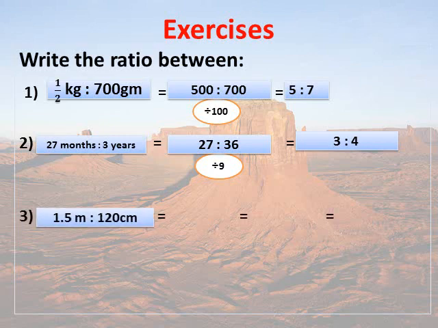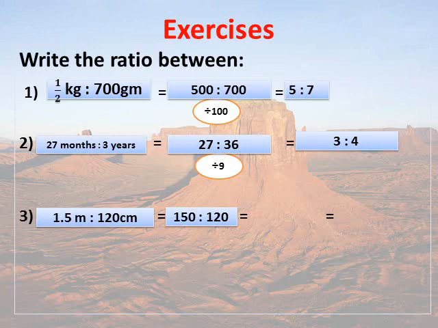Exercise number 3. 1.5 meter to 120 centimeter. Meter and centimeter. We can't do the ratio between meter and centimeter. Okay, we can convert meter into centimeter. 1 meter equals 100 centimeter. We will multiply the first term by 100. 1.5 times 100 equals 150 centimeter. So the two terms of the ratio equal 150 to 120.